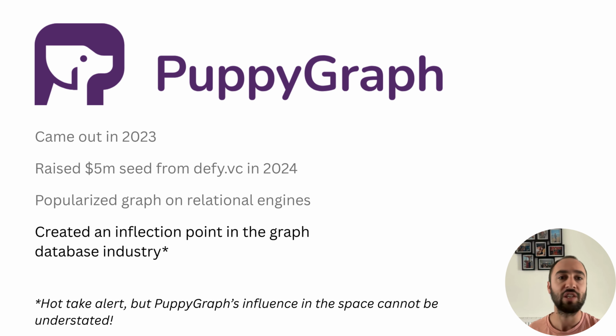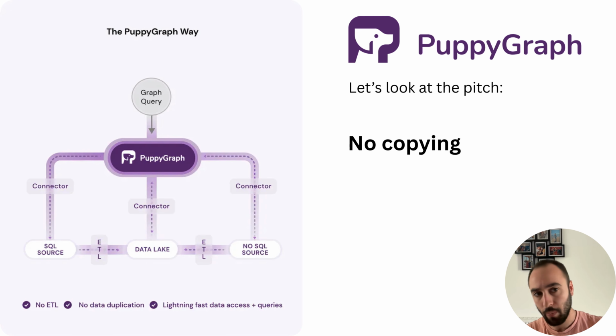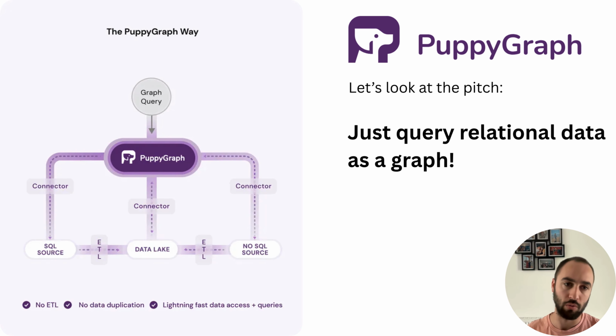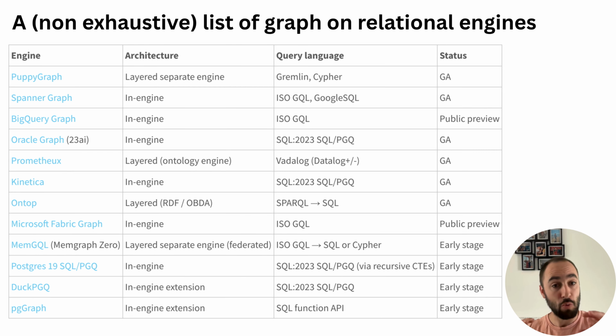So what's actually happening with these engines? Graph on relational basically means running graph queries against data that already lives in a relational database. That means no copying, no ETL. A few years ago, if you wanted to do a graph workload, you would need a separate engine that you copy your data to, or that you bring your data into. Today, depending on which corner of the graph-on-relational engine map you sit in, you can potentially run your graph queries against your existing data with no new infrastructure. And that's the story of graph-on-relational engines.